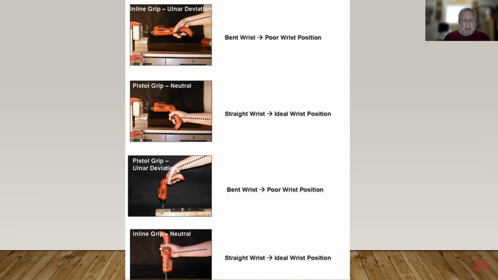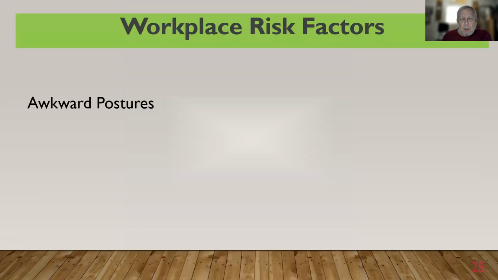You can hold it like that and still have your wrist straight, as in the bottom picture. But you can see in the next to the bottom picture, with that pistol grip tool, it doesn't work for doing vertical drilling. That's just a basic example of some principles in ergonomics. So there are some workplace risk factors we're going to talk about.